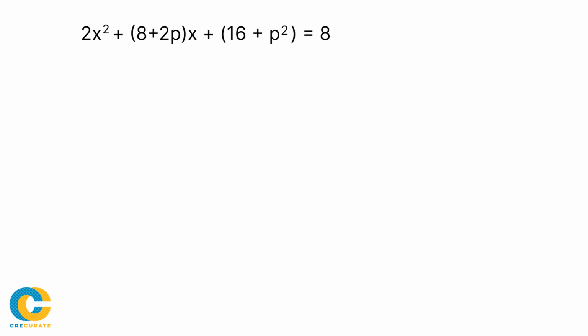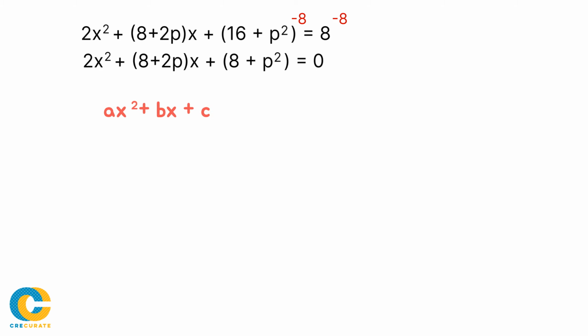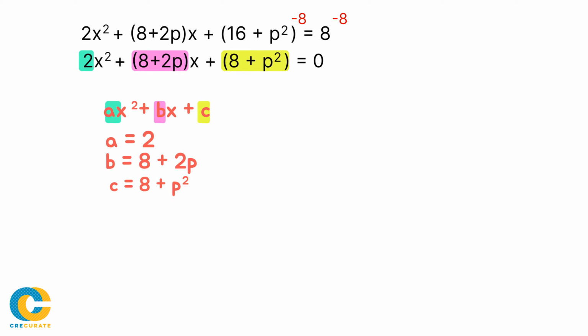Recall that in order to solve quadratic questions, one side of the equation must equal 0. Hence, we subtract 8 from both sides to make the right-hand side of the equation 0. Corresponding our equation with the general formula of the quadratic equation, we observe that a is equal to 2, b is equal to 8 plus 2p, and c is equal to 8 plus 2p squared.